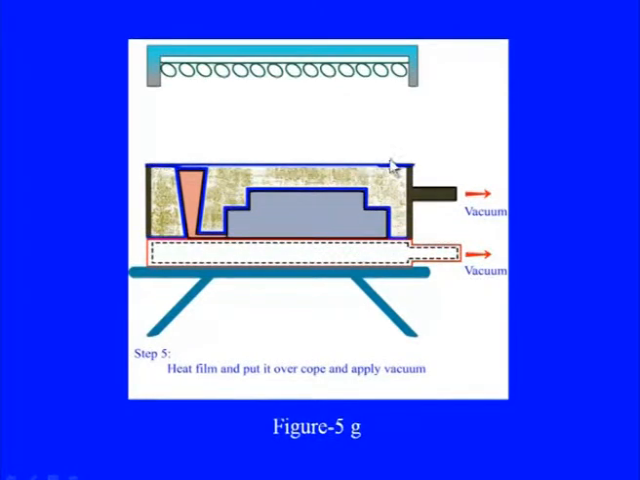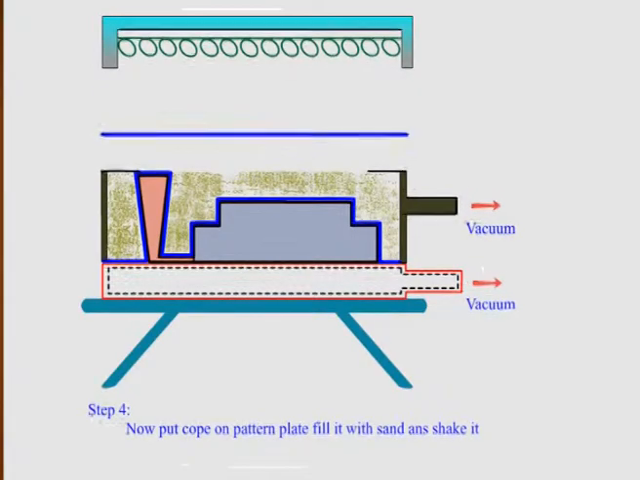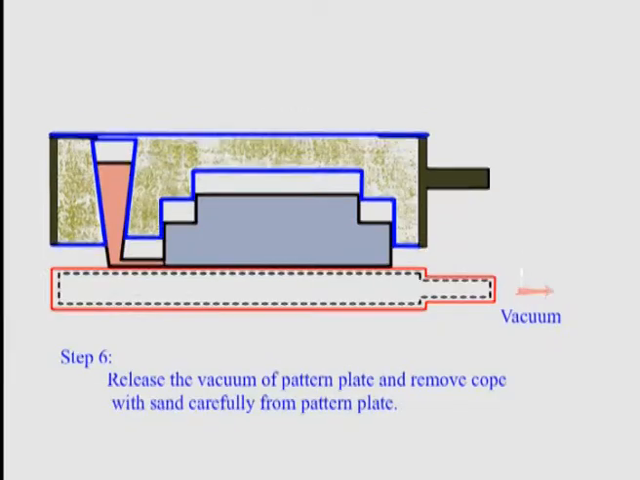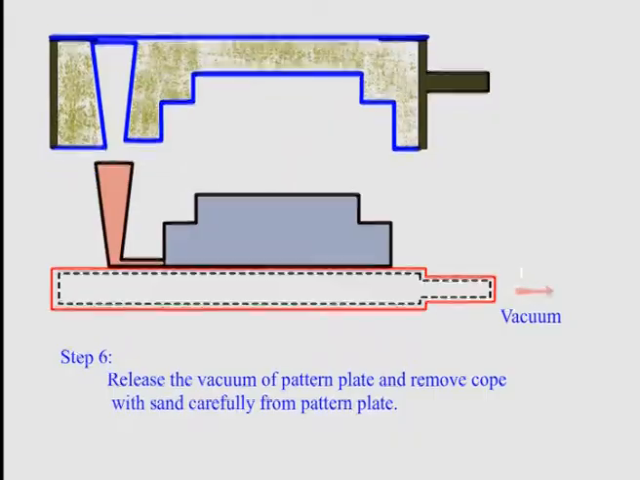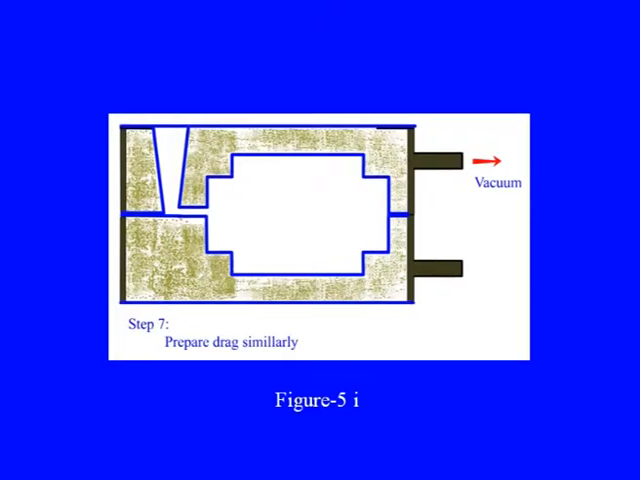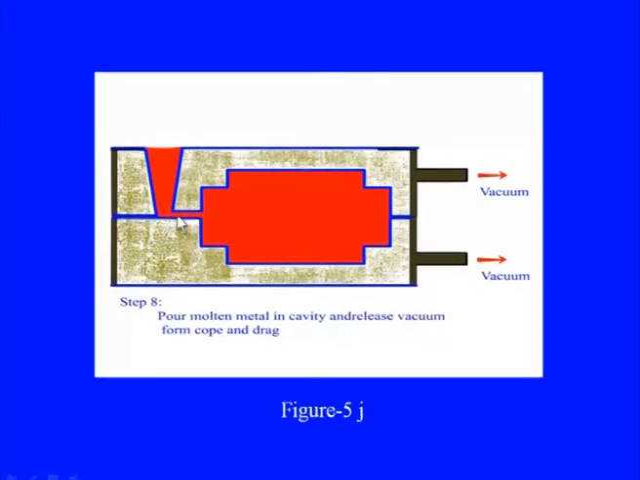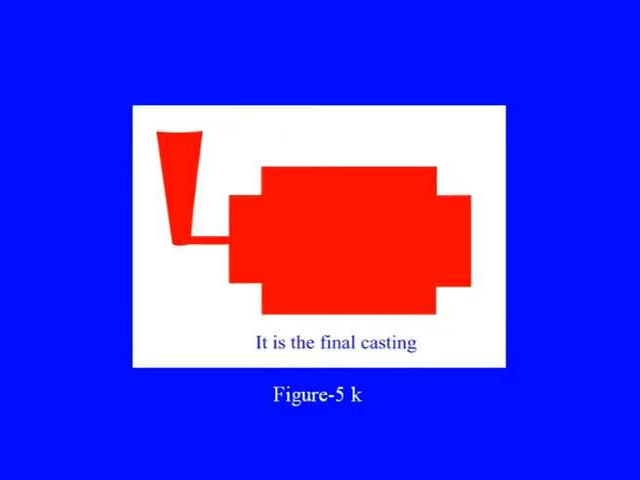Then the film is heated and it is put over the cope as shown here, and at the same time vacuum is maintained. Now the vacuum is released and this is removed from the pattern plate. Then prepare the drag in the same way. Then it is ready for the pouring, and the molten metal is poured and fills the cavity in this fashion, which gives the final casting.